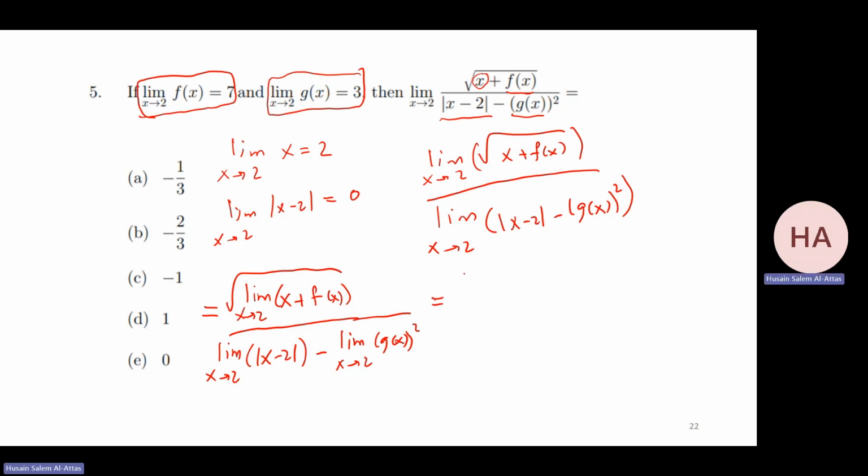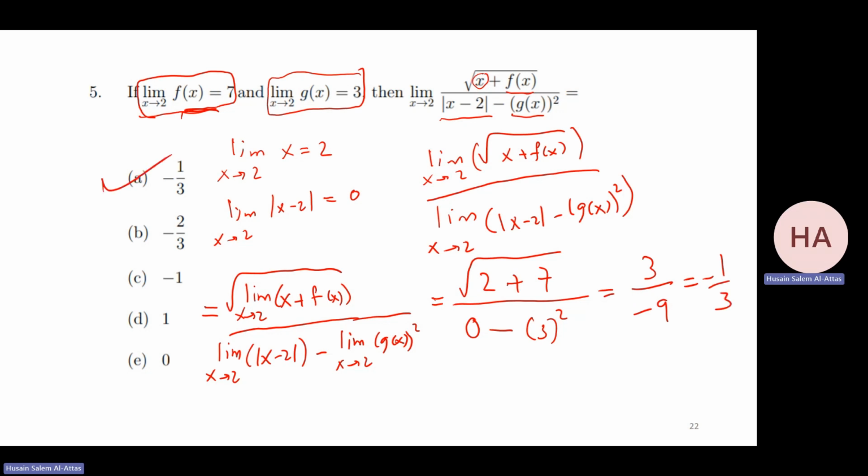Now, in this one, I can distribute the limit, so it will be the square root of the limit of x as x goes to 2, which is 2, plus the limit of f of x, which is 7, so 2 plus 7. Over this one I know it's 0. The limit of g of x, I can take the limit inside, since the square is a continuous function, so that will be 3 squared. So the answer is the square root of 9, which is 3, over minus 9, which is minus 1 over 3. Also, just using properties of limits, we can distribute the limit.